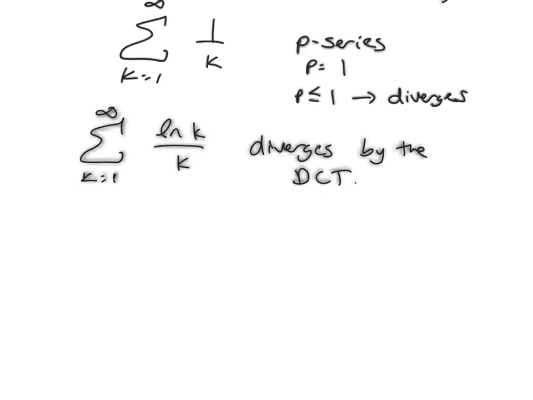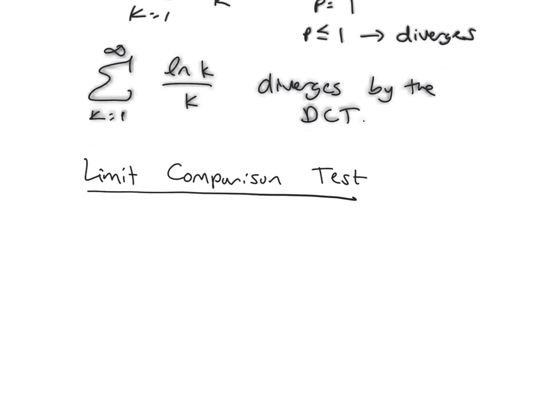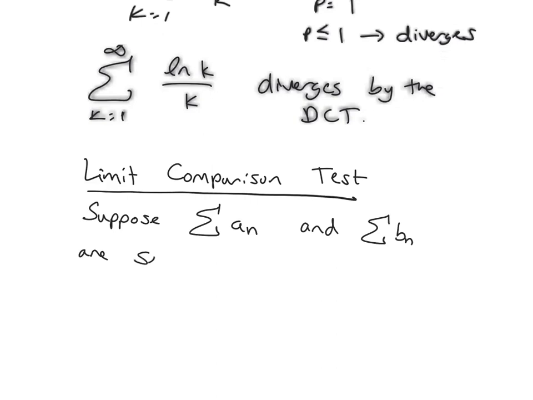So I said the direct comparison test doesn't always work because you have to have the inequality facing a certain way. And so there's this other version of the comparison test, which is called the limit comparison test. And you don't need an inequality for this at all. So let's say, again, you have to have series that have positive terms. So your original one, a sub n, and your new one that you're comparing it with, b sub n, need to be series with positive terms.